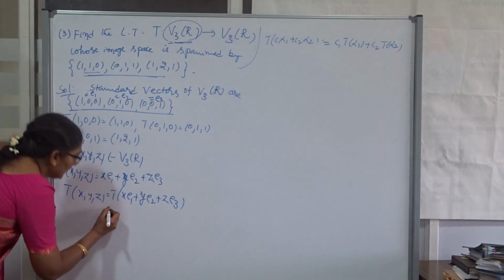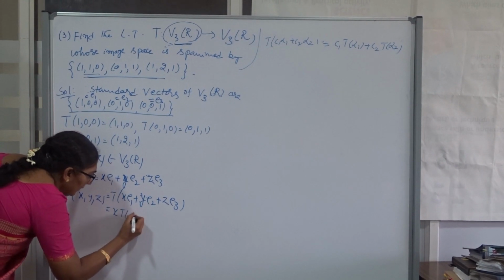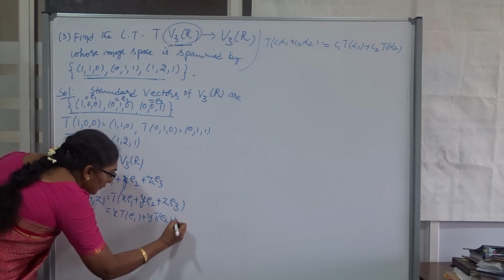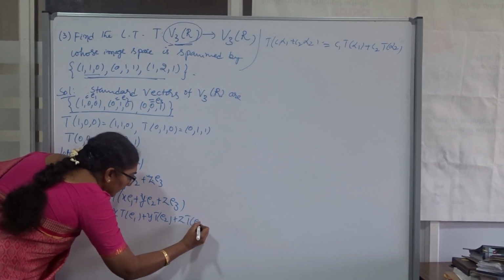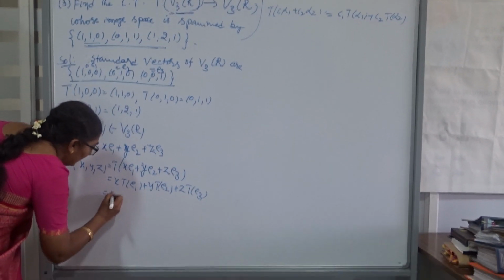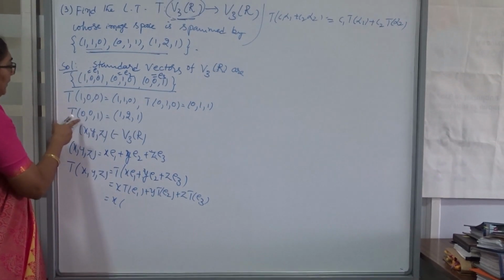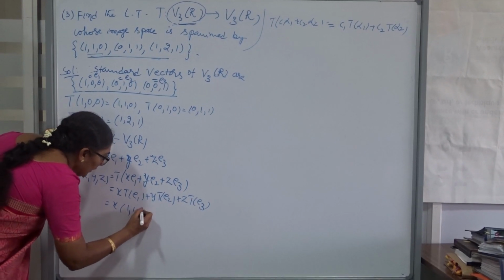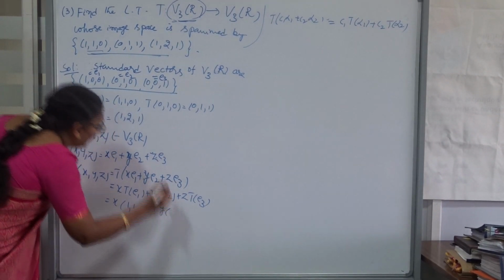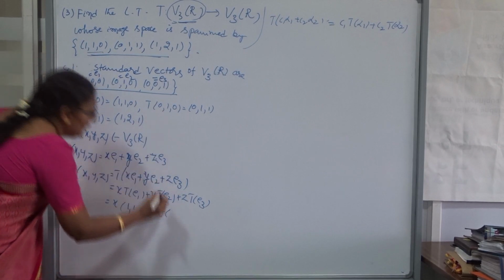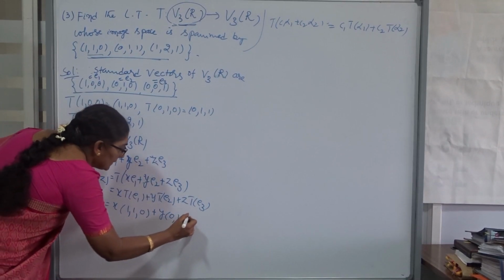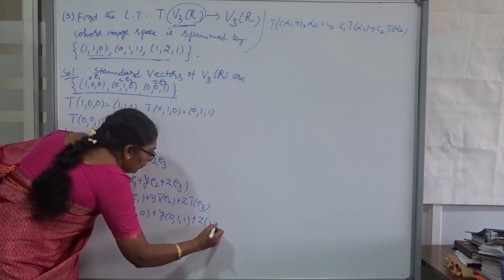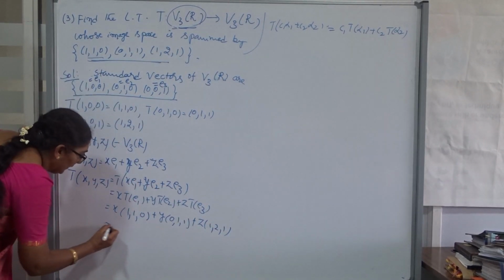From that we get x into T of E1, y into T of E2, and then z into T of E3. What is T of E1? T of E1 is nothing but, we already know, (1, 1, 0). What is T of E2? The image is nothing but (0, 1, 1). And T of E3 is (1, 2, 1). Simplify that. What do we get?